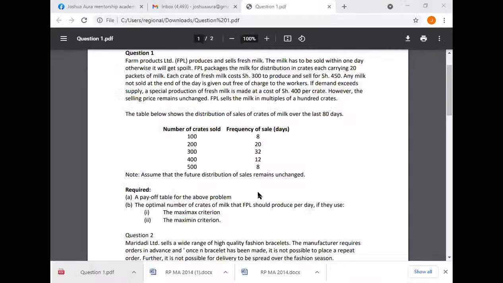Okay, so here they have asked us, ladies and gentlemen, to do what? They have asked us to make a payoff table for the problem. How will this payoff table look? You can see the number of crates sold here from our historical records. There are days we sold 100, there are days we sold 500. So for my payoff table, I'll have to copy from this.